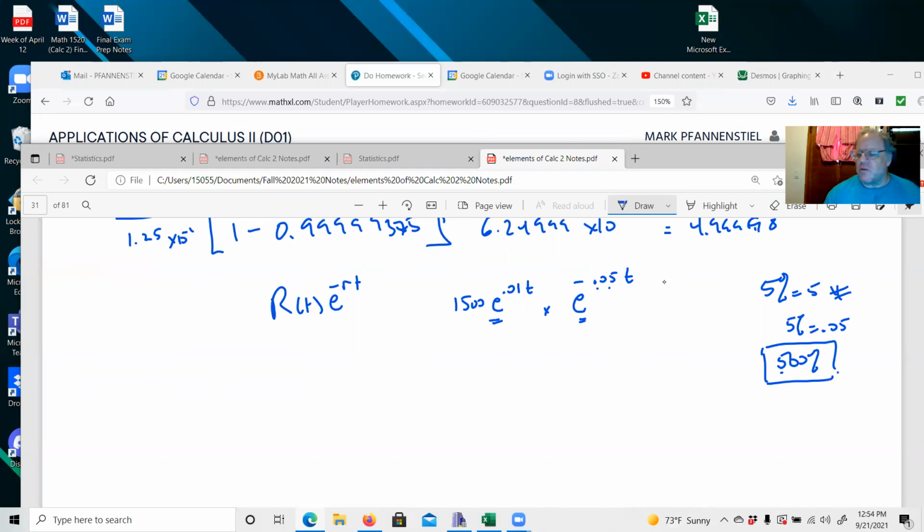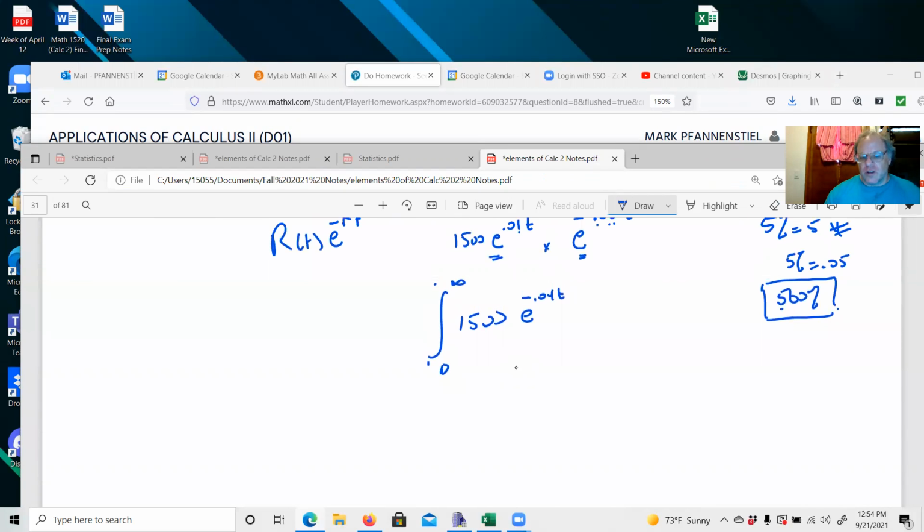What can we do when the bases are the same? What do we do with the exponents? Right, we add them. So this is 1500, we have 0.01 here minus 5 pennies here. So this is e to the negative 0.04 t. And we're going to go from 0 off to infinity. Okay, from time now to perpetual. Right. So go ahead and integrate this.